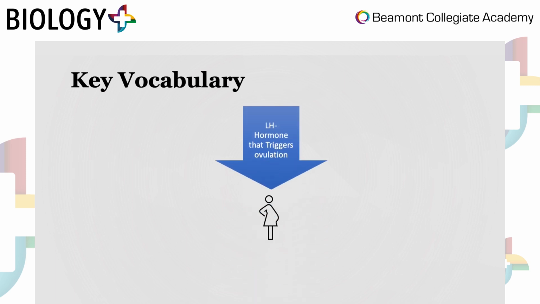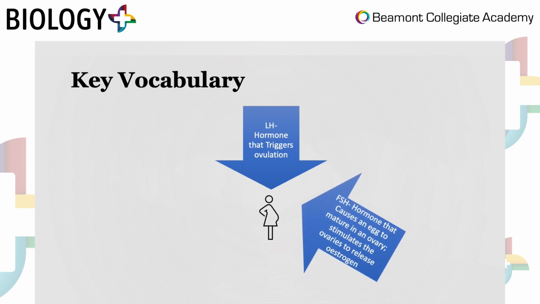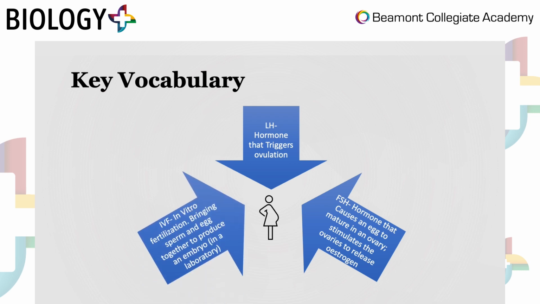LH. LH is a hormone that triggers ovulation. FSH. This is a hormone that causes an egg to mature in an ovary and stimulates the release of estrogen. And finally, IVF, in vitro fertilization, bringing the sperm and egg together to produce an embryo.